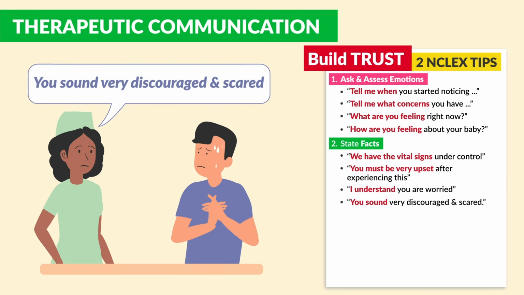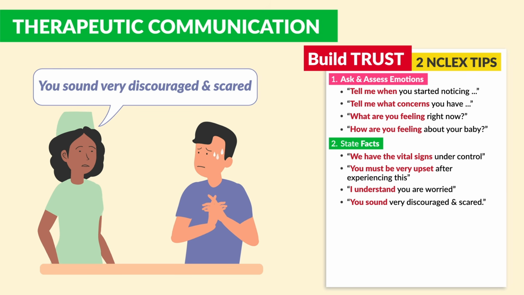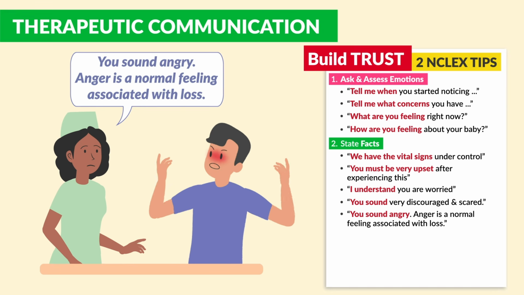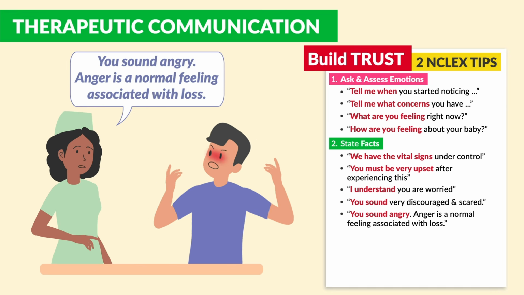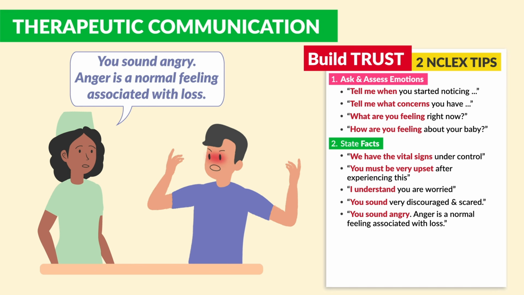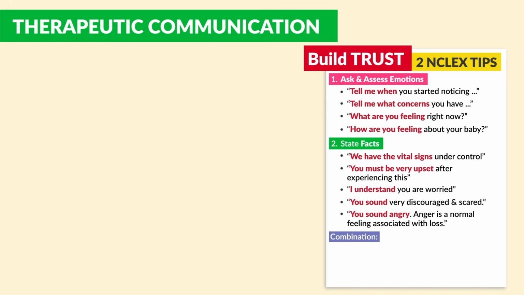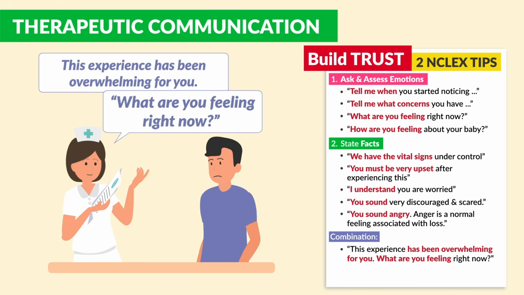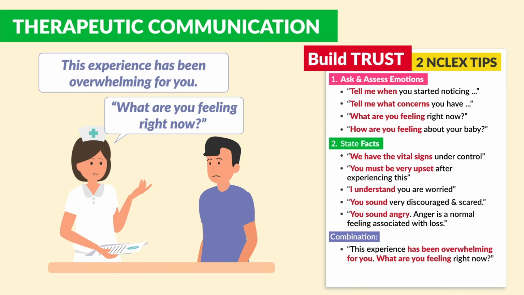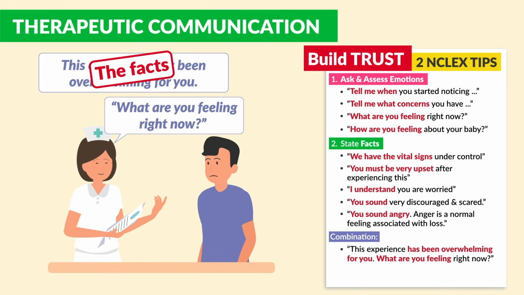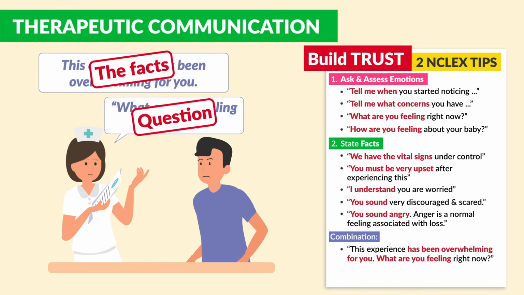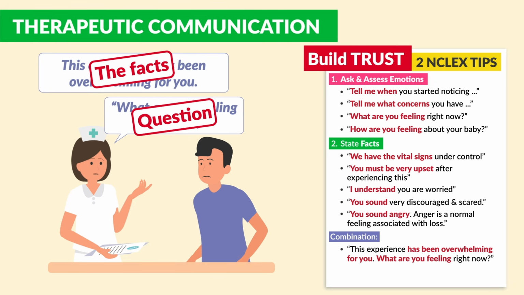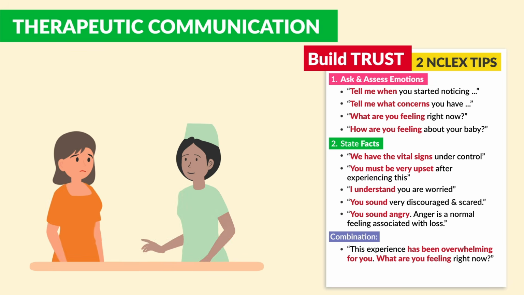For example, you sound very discouraged and scared. Or you sound angry. Anger is a normal feeling associated with loss. Or it can be a combo effect, which we saw a lot on our NCLEX review. For example, this experience has been very overwhelming for you. What are you feeling right now? So you can see how the facts are stated and a question is asked, but it's open-ended, not a simple yes or no.